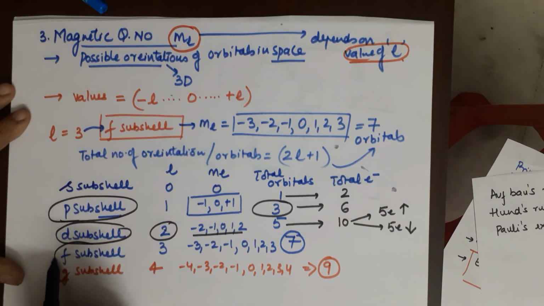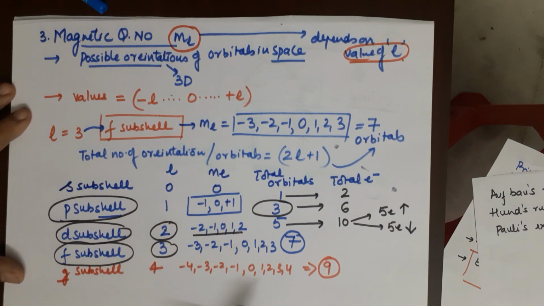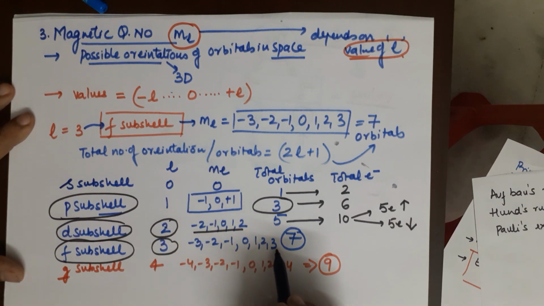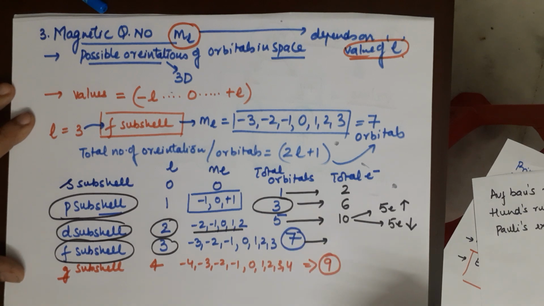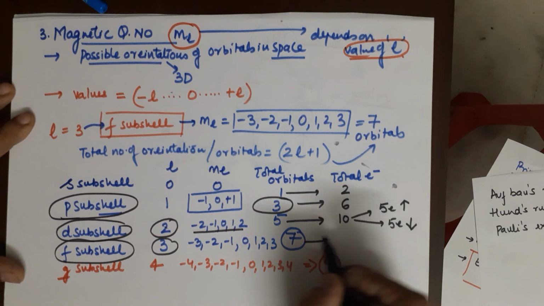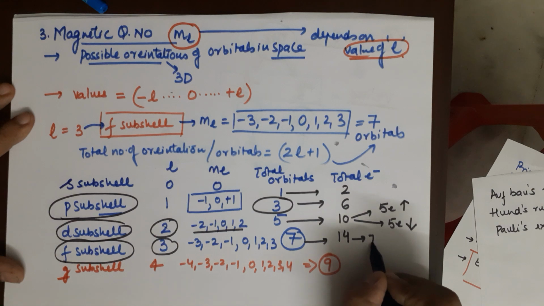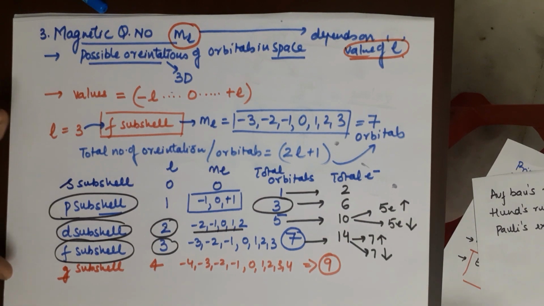Coming to the f subshell, the L value is 3, and when the L value is 3, the ML values possible are minus 3, minus 2, minus 1, 0, 1, 2 and 3. So there are 7 orbitals in all. So how many electrons can be accommodated? Each orbital can only take up 2 electrons. So the total number of electrons in the f subshell is going to be 14, out of which 7 electrons would be clockwise and 7 electrons would be anti-clockwise. Fine.